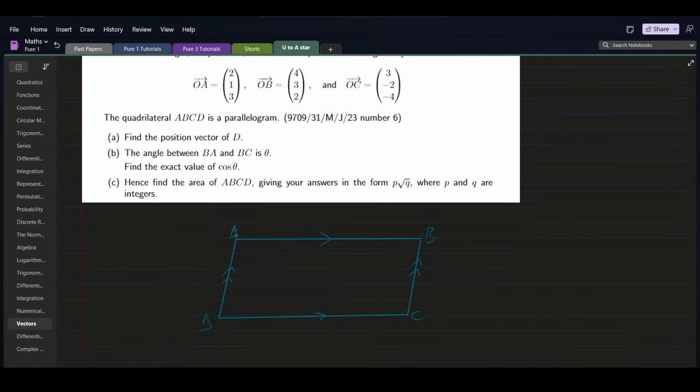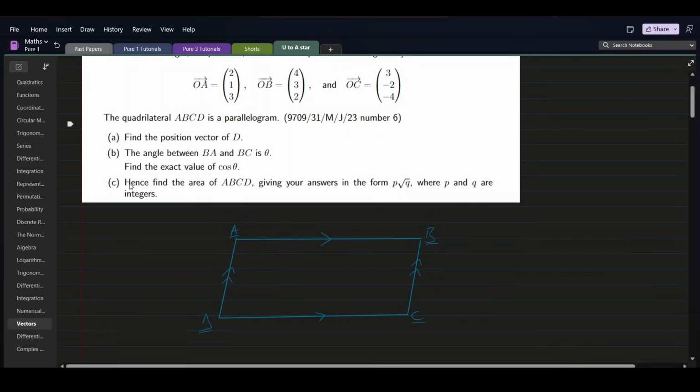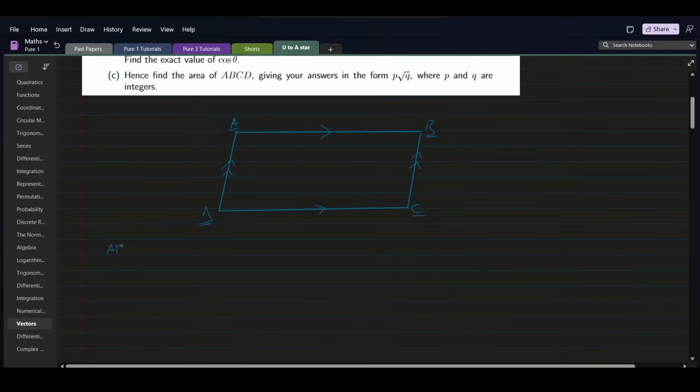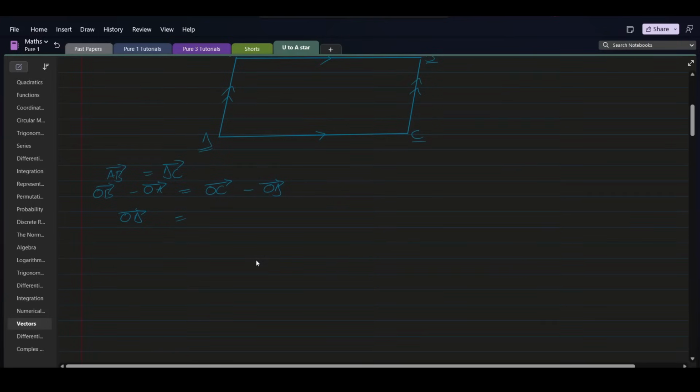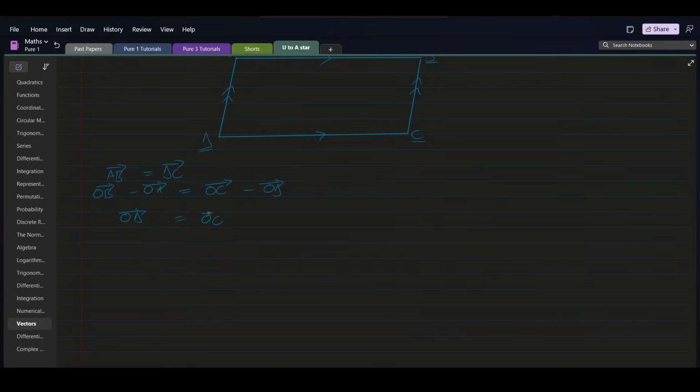So we are required to find the position vector of D. We can use the idea that the displacement vector of AB would be the same as the displacement vector of DC. So let's write that down. That is AB is equal to DC. And we know that we can find AB by saying OB minus OA. And we can find DC by saying OC minus OD. So since we're looking for OD, let's make it the subject of the formula. So that becomes OD is equal to OC plus OA minus OB. And now we can simply substitute in the values and evaluate OD.